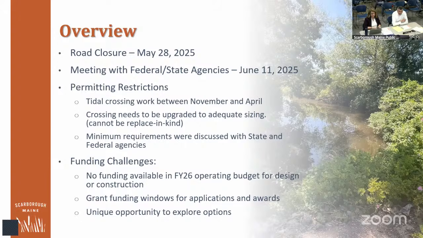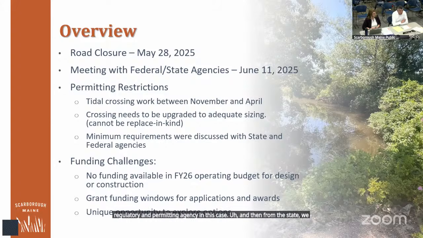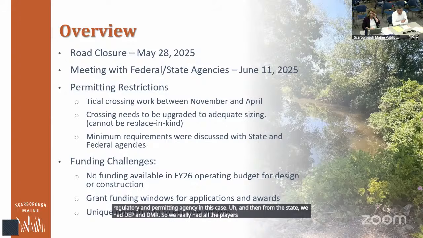Angela, to her credit, was able to convene a meeting of appropriate town staff and state and federal agencies, all of those who are involved with the permitting aspects, about a week later on June 11th on site. And at that meeting was Angela and Doug and some of his team, also our design engineer, ARC. And then from the federal government, Army Corps of Engineers, who was the predominant regulatory and permitting agency in this case. And then from the state, we had DEP and DMR. So we really had all the players quickly assembled.